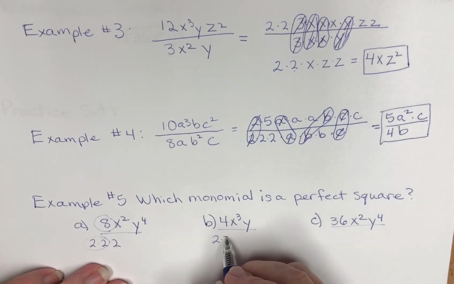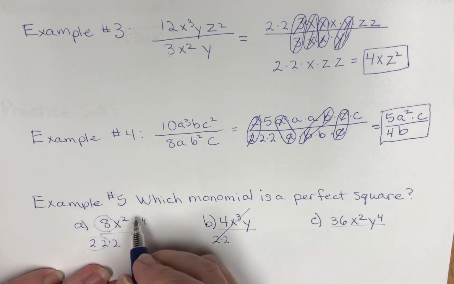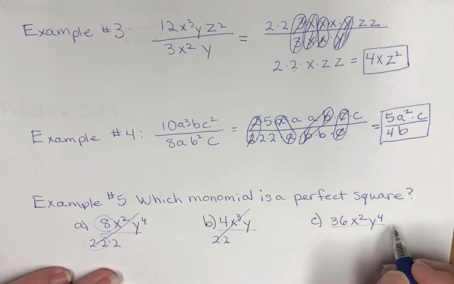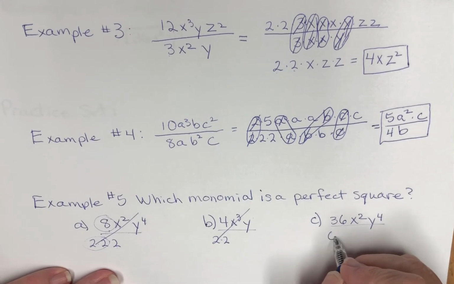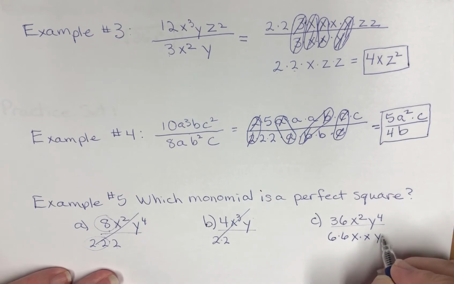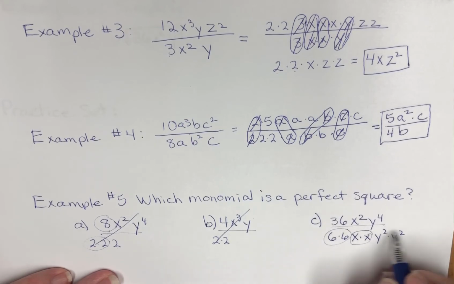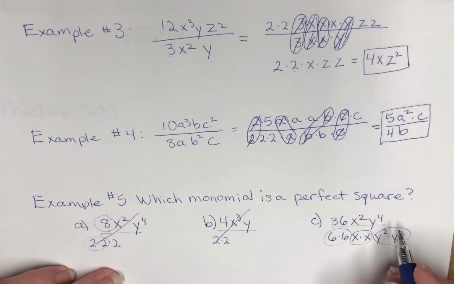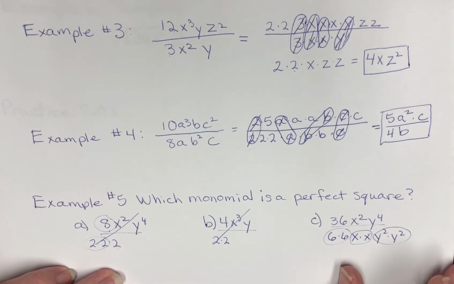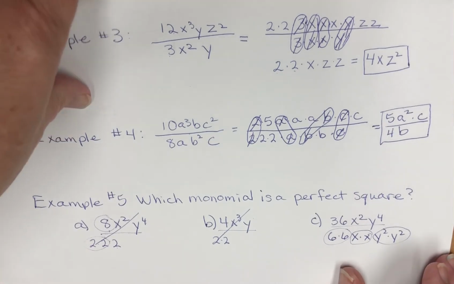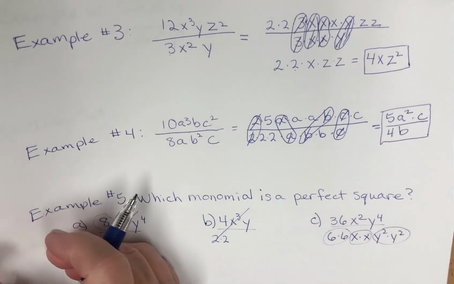Here we have 2 times 2. That part is a perfect square, but x to the 3rd is odd, and so is y odd. And so that one is also not going to be my perfect square. Here, if I were to break this down into perfect squares, I could say, well, this is 6 times 6, 36. And this is x times x and y squared times y squared. Notice I have 2 of those, I have 2 of those, and I have 2 of those. That makes this the perfect square. And on the next example, we will actually take those and do the square root.